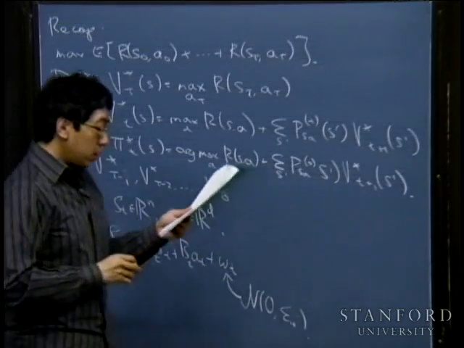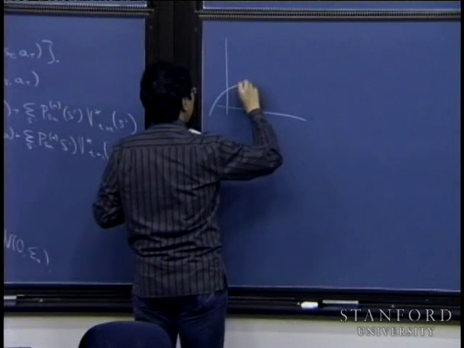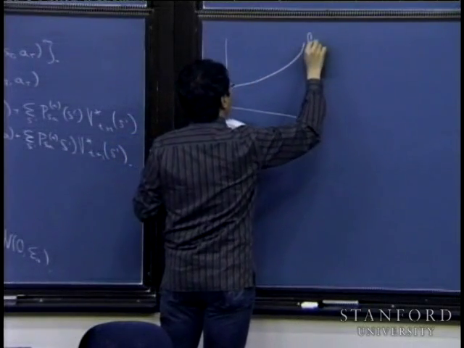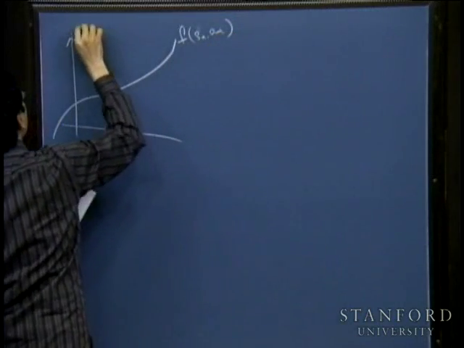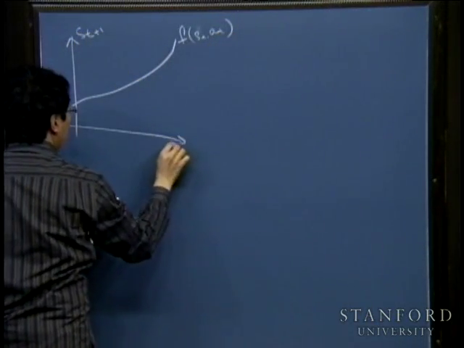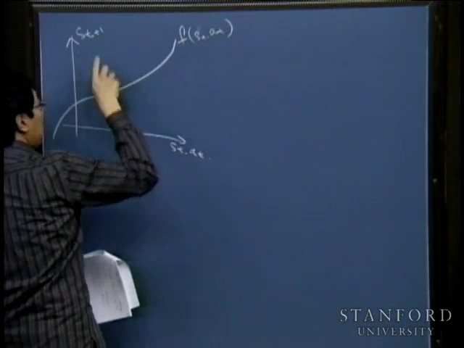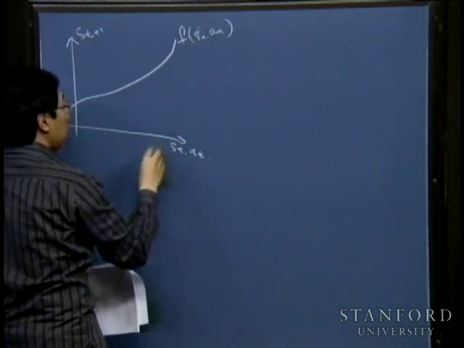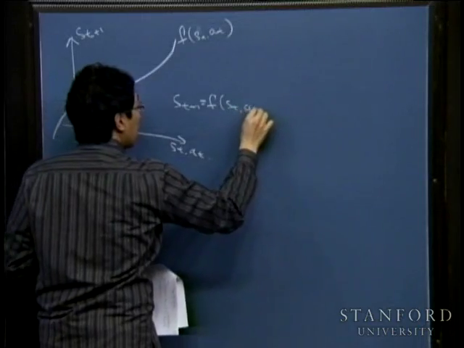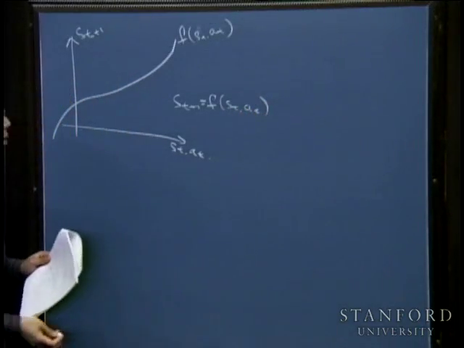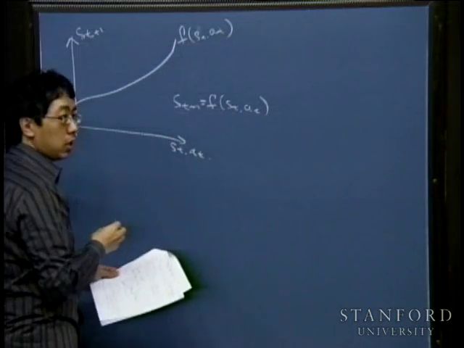One specific way to take a system and come up with a linear model for it is if you have some simulator. So in this cartoon, the vertical axis represents s_{t+1}, and the horizontal axis represents s_t, a_t. So say you have a simulator. Let's say a deterministic simulator, a non-stochastic simulator that tells you what the next state, s_{t+1}, is as a function of the previous state and action.